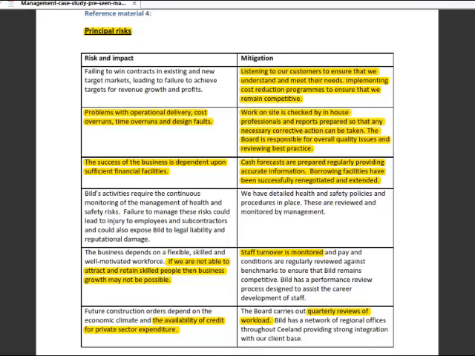So the risks, is this the risk to the whole company? Is it a risk for a particular subsidiary? We don't know. So let's have a look at the risks. Failing to win contracts, leading to reduction or failure of targets in revenue and growth. And what we've got is some mitigation, listening to our customers, implementing cost reduction programs.